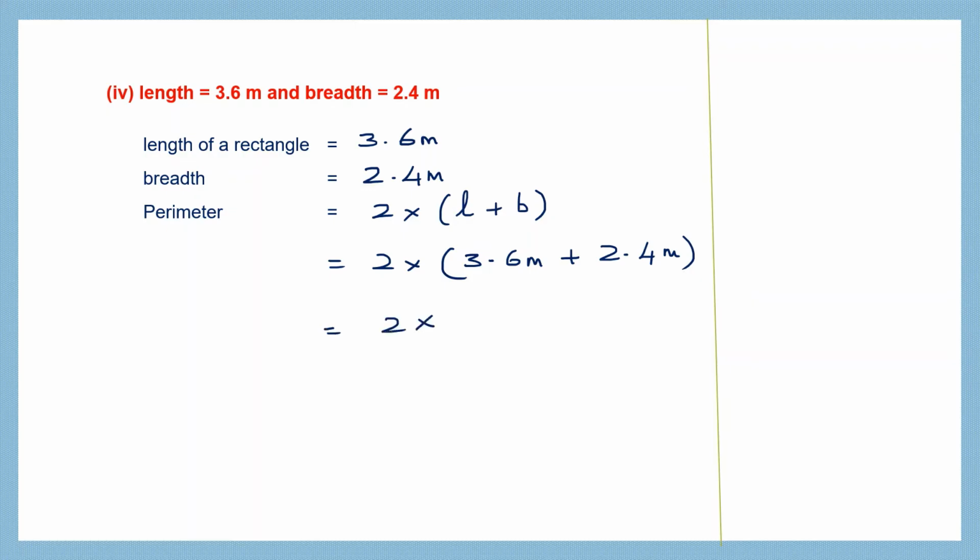So 2 into, now let's add up 3.6 and 2.4. So 6 plus 4 is 10, carry 1. 1 plus 3 is 4, 5, 6. So that is 6.0 or simply 6. So perimeter is equal to 2 into 6, which is 12 meters. So this is our answer, 12 meters.